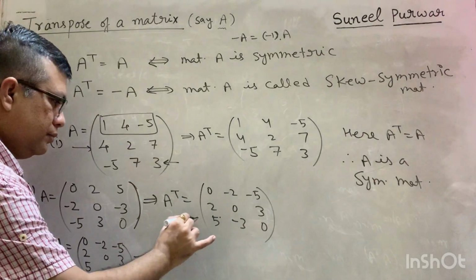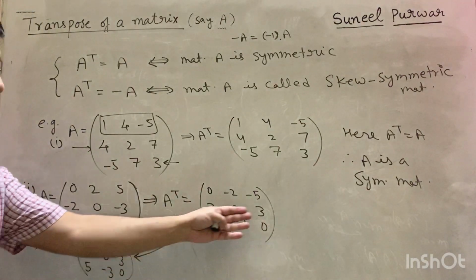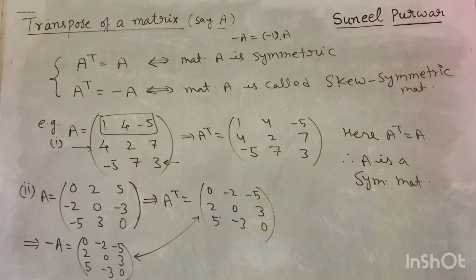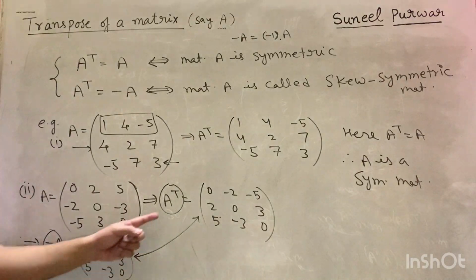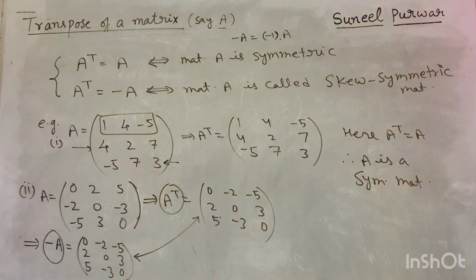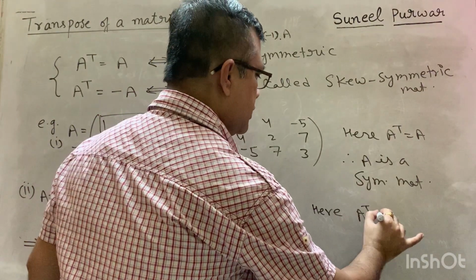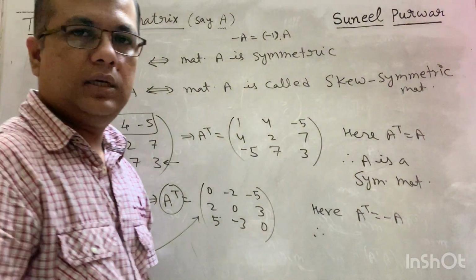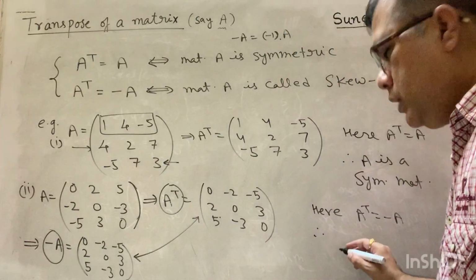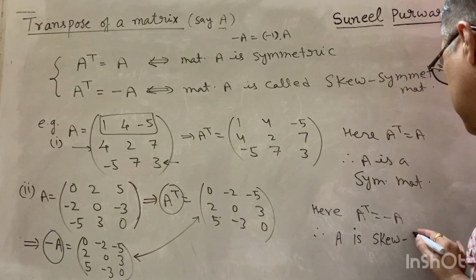Now look at these two. Are they the same matrices? Yes. 0, minus 2, minus 5, and rest of the elements are also the same. So the two matrices are equal. Which two matrices are equal? A transpose is equal to minus A. So here A transpose is equal to minus A. Hence we can call matrix A a skew symmetric matrix.